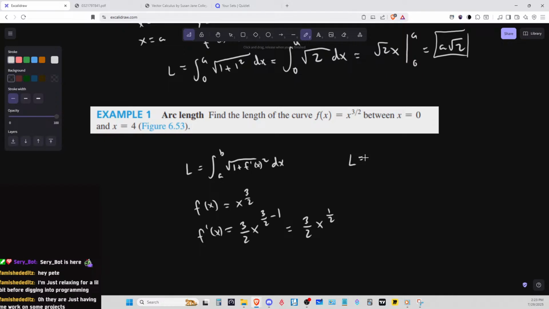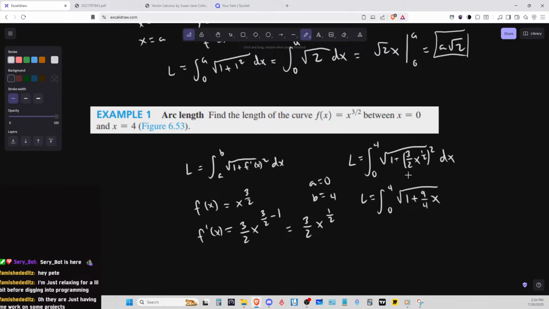And then the arc length, where a is 0 and b is 4, so from 0 to 4, the integral of the square root of 1 plus, like so, this. So we have 9 over 4, and since this is 2 and it's multiplied by that, we're left with just x in this case.